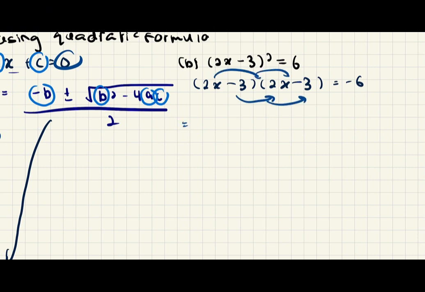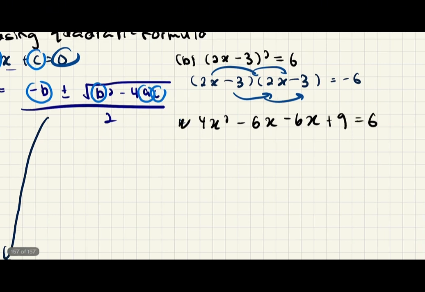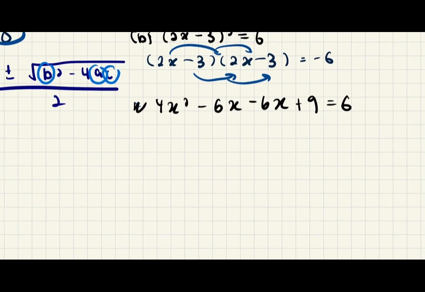Okay, so you get 2x times 2x, 4x squared. 2x times negative 3, negative 6x. Negative 3 times 2, negative 6x. Negative 3, negative 3, positive 9 equals to 6. Don't do this. Alright, so now what are you going to do?